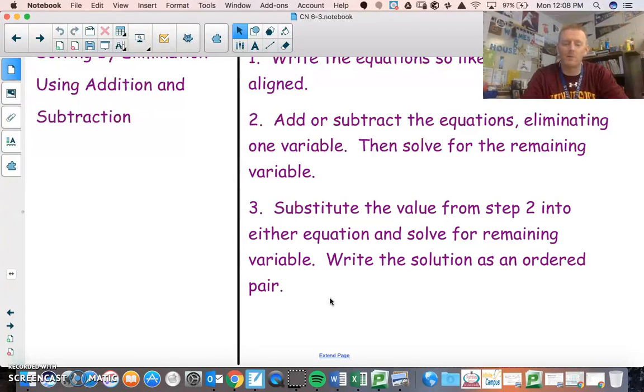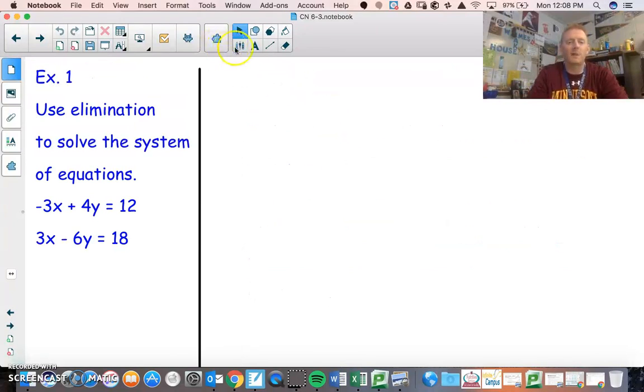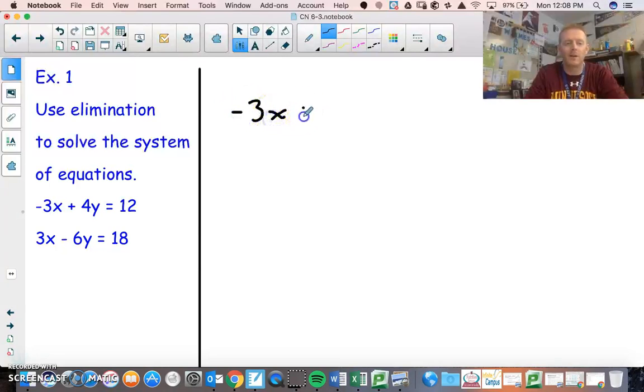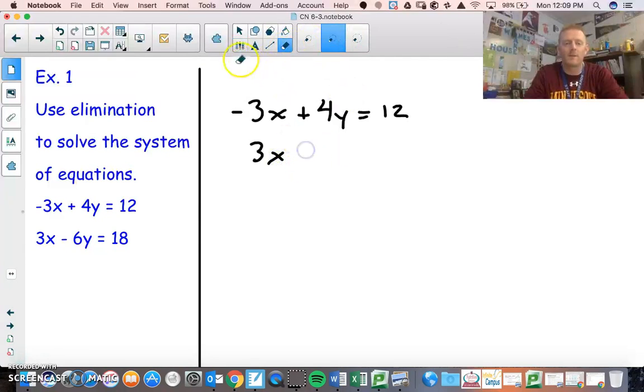All right, you ready for this? So here we are, elimination style. We're going to do a couple problems and let you guys roll. This is our very first problem. You can see that we have two equations: negative 3x plus 4y is equal to 12. I'm going to line up my x's here, my y's here, and my regular constants over there. And I have a 3x and, oopsies, I got to put a minus. So my next equation says 3x minus 6y equals 18.